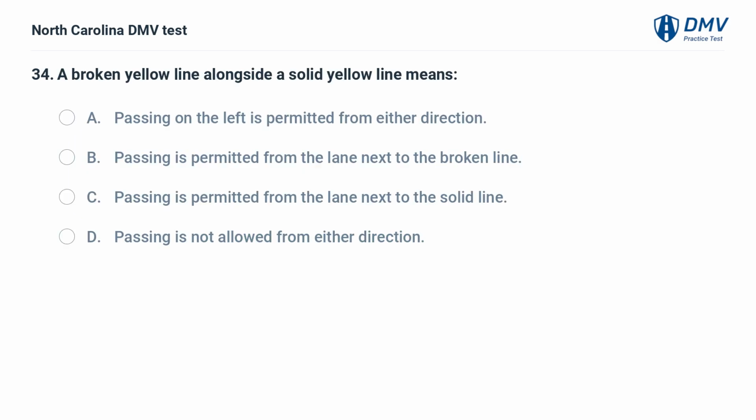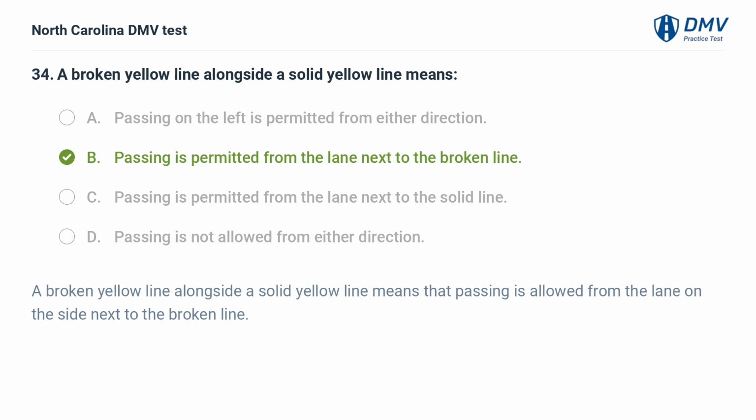A broken yellow line alongside a solid yellow line means A. Passing on the left is permitted from either direction. B. Passing is permitted from the lane next to the broken line. C. Passing is permitted from the lane next to the solid line. D. Passing is not allowed from either direction. B. Passing is permitted from the lane next to the broken line. A broken yellow line alongside a solid yellow line means that passing is allowed from the lane on the side next to the broken line.